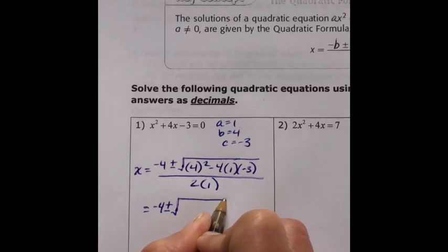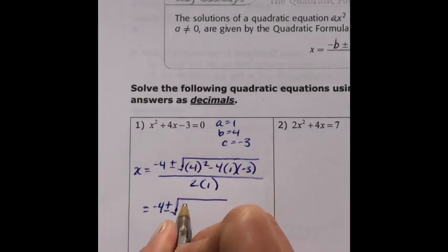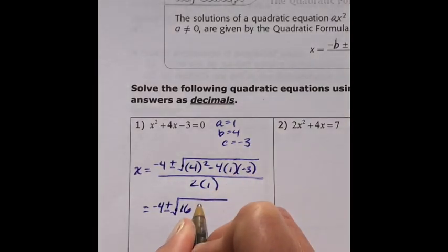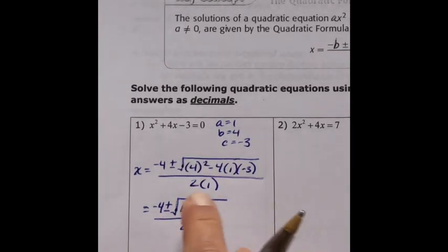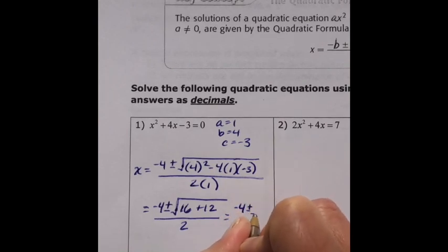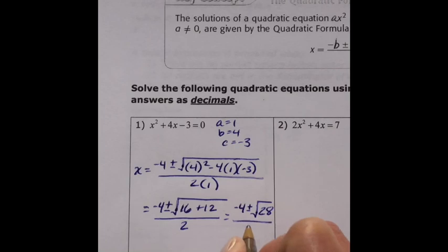Plus or minus. Underneath the square root, I do two separate parts. This first one, 4 squared, is 16, and this second part is negative 4 times 1 times negative 3, which is 12. And then I also simplify the bottom, which is 2. Then you simplify underneath the square root. Opposite of 4 plus or minus the square root of 28 all over 2.